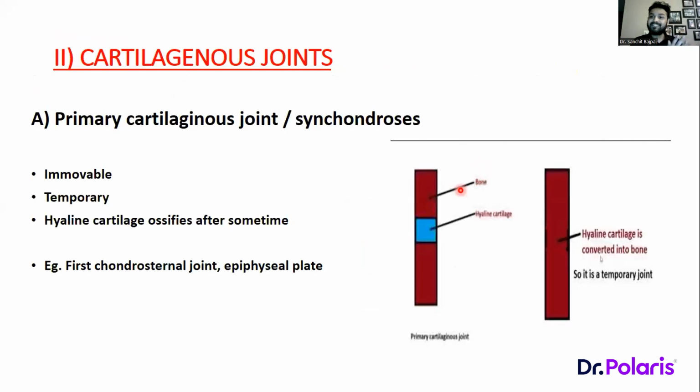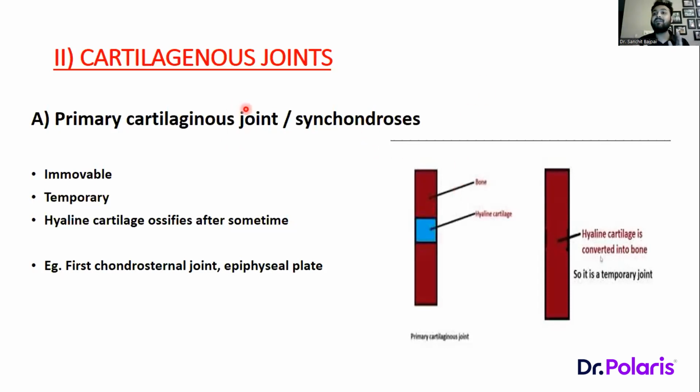I move on to the second variety of joints, that is the cartilaginous joints. So I already told you, remember my mnemonic CSF, right? So I've completed the F part, that is fibrous. C is cartilaginous. Okay, so I know we are not covering today. So cartilaginous as well as fibrous. Fibrous completed. Now we move on to the cartilaginous part.